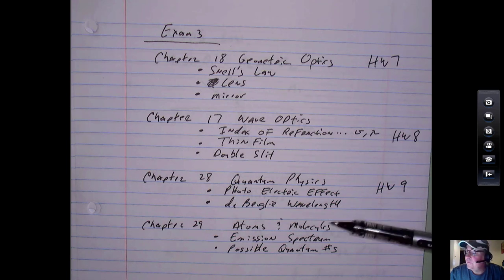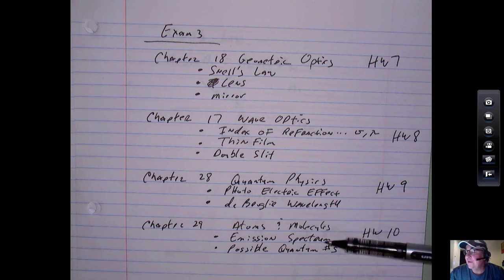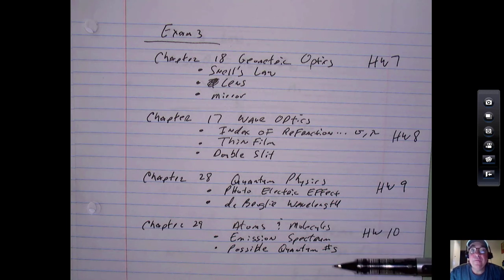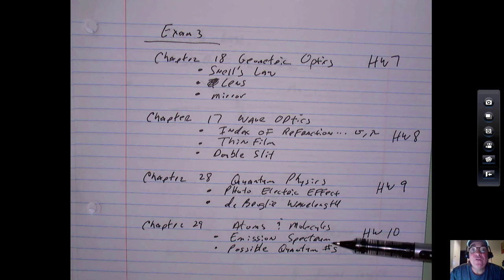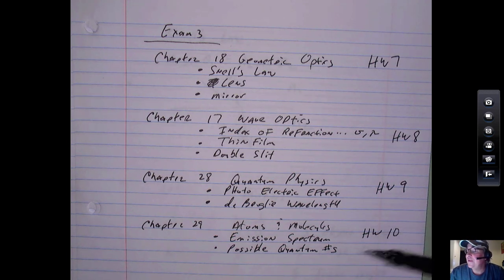And then the most recent thing we've talked about, Chapter 29, which is on atoms and molecules. For the exam, focus on emission spectrum. So when an electron goes from a higher energy state to a lower energy state, it emits a photon. What are the wavelengths associated with that? More about that in just a minute.